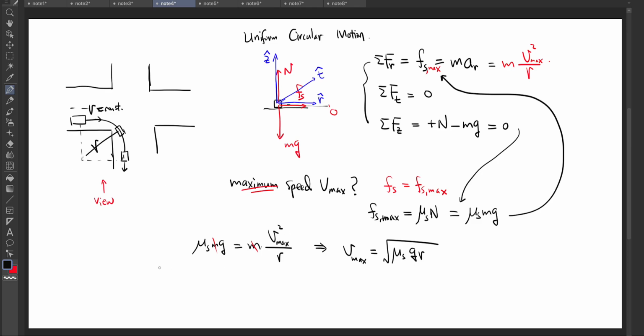Okay, and let's do some estimate. Now suppose we're looking at a very good tire, so mu s is almost 1. Okay, and the g here, right, is almost 10, right? 9.8 is like 10 meters per square second, and radius r, let's say for a small street, is about 10 meters.